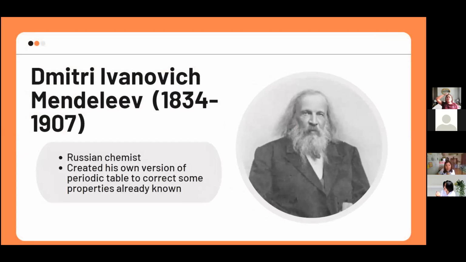So the first name that comes up to our mind pag sinabi nating periodic table is si Dmitry Ivanovich Mendeleev. So he was a Russian chemist. He created his own version of periodic table to correct some properties already known. So he created periodic table and was able to arrange these elements according to their atomic numbers instead of atomic mass. Pero more on that later kasi i-discuss yun siya sa history. So let's proceed sa next na slide.